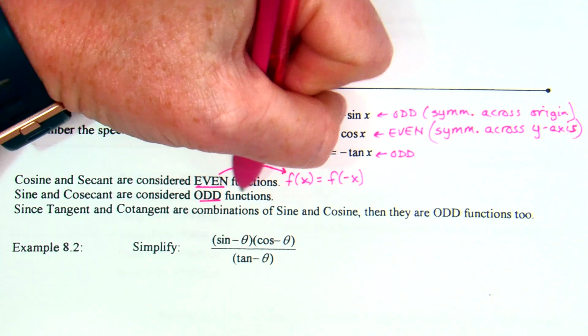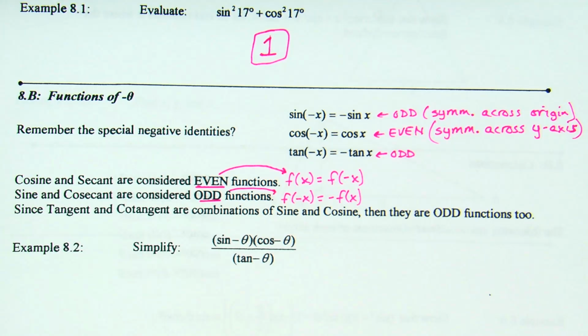If a function is odd, and so right here, sine, we already talked about sine being odd, and thus cosecant is odd. If it's odd, do you remember this one? F of negative x. When you plug in the negative, it's not equal to the original, but it's equal to the negative of the original. So multiplying the whole equation by a negative.